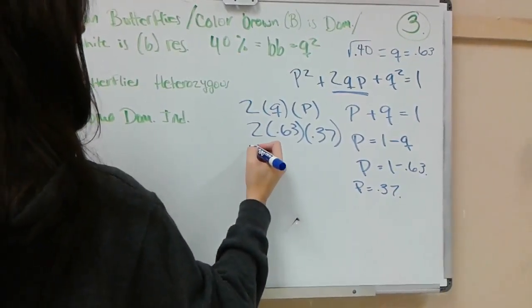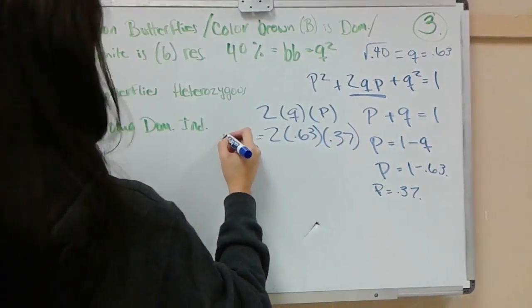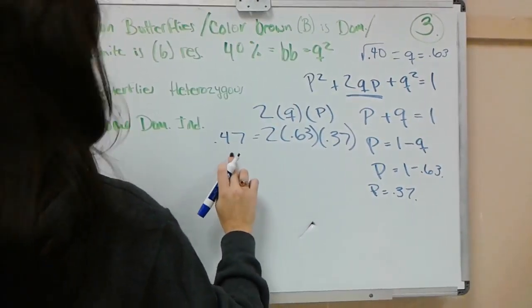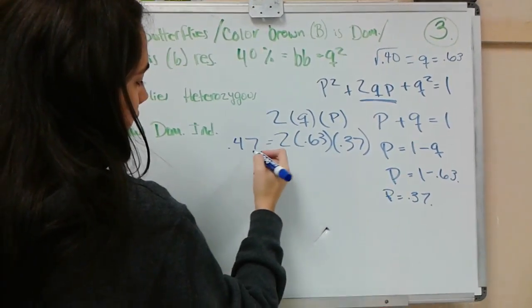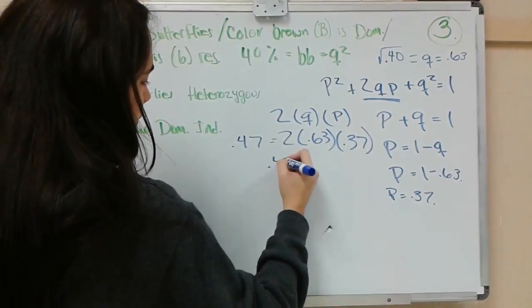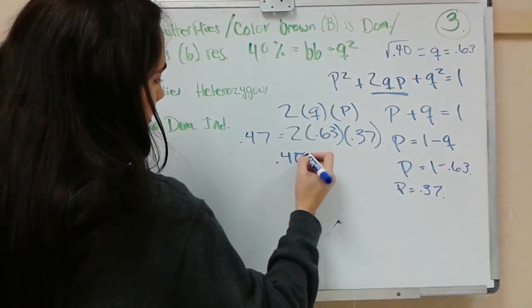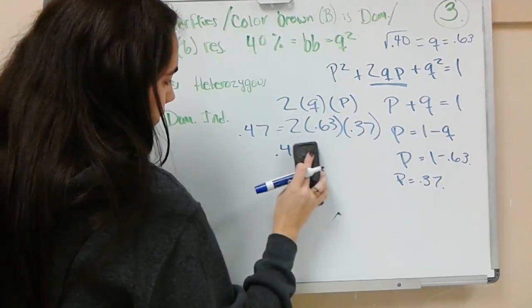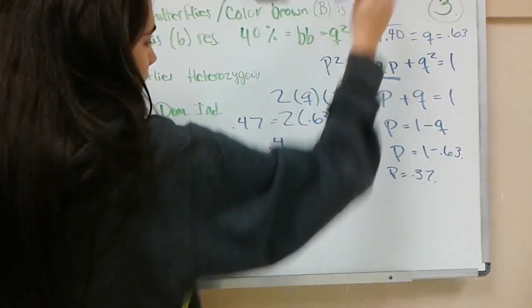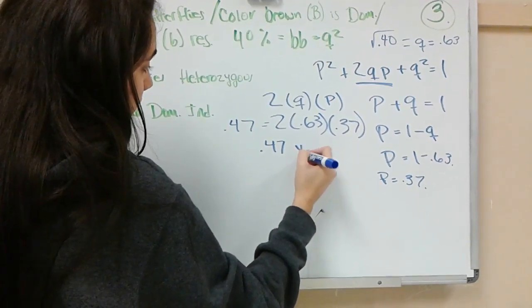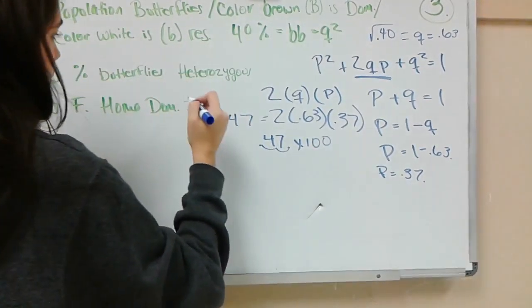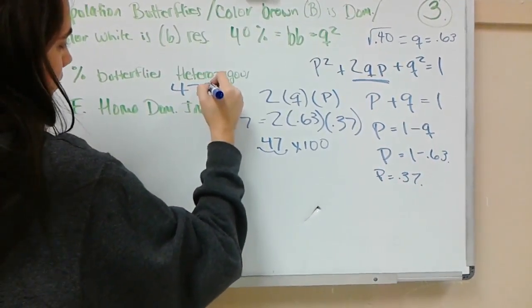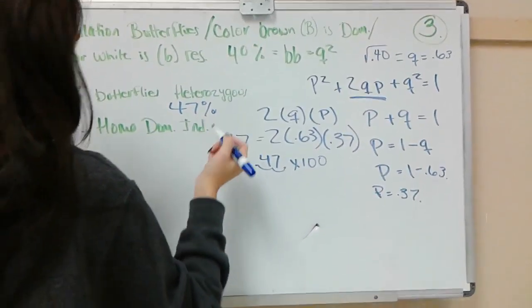So now we plug in 0.37, and when we multiply that out, we're going to be getting that 0.47 of the population is going to be heterozygous. Now, to convert this into a percentage, we simply multiply it times 100, or we simply move the decimal places. So the answer to A would be 47% of the population is heterozygous.